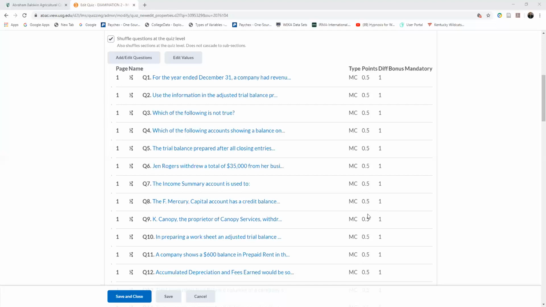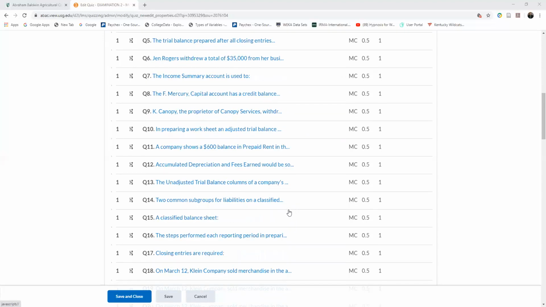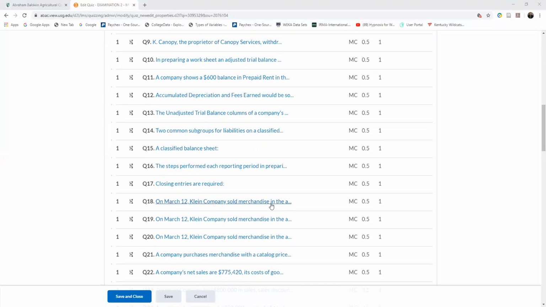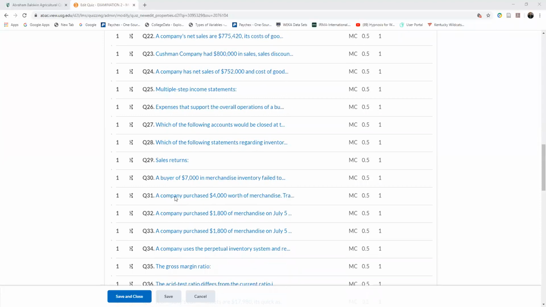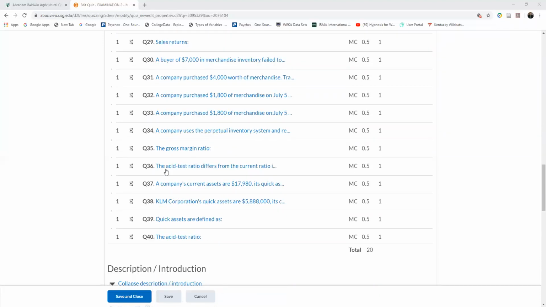And when we get down a little bit further, down around question 18 or so, then we get into 5 and 6. And then down around question 35 or so, you're going to see a lot of ratio questions. In this case, the acid test ratio, or sometimes that's called the quick ratio.